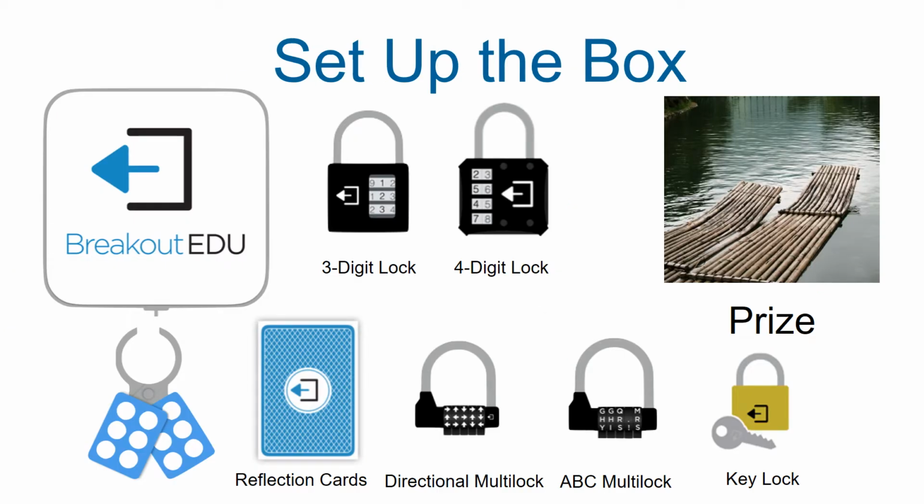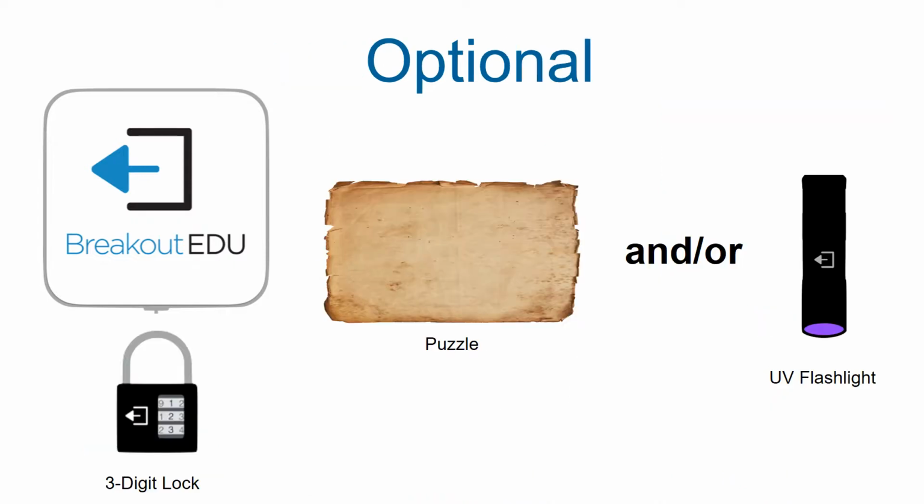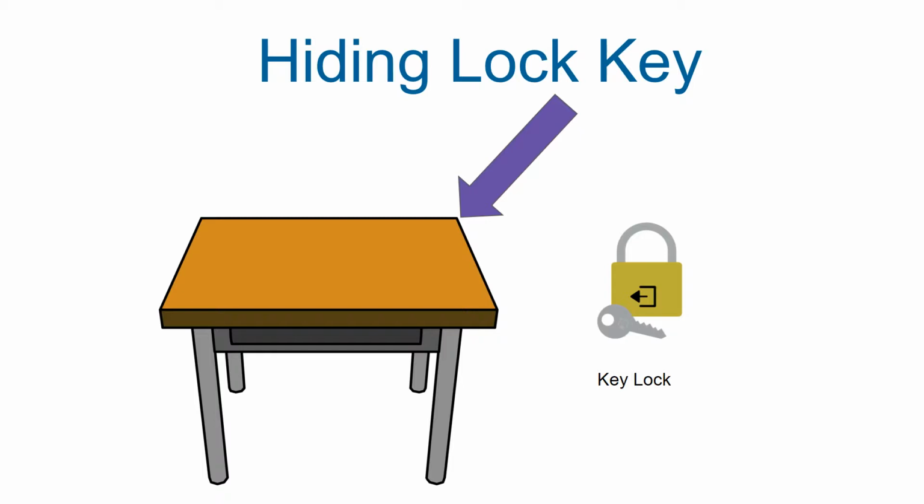To set up the box, place the reflection cards and the prize handout inside the big lock box. Lock the box with 3-digit, 4-digit locks, directional lock, letter lock, and the key lock. This is optional if you want to make the game a little more complicated. You can hide one of the puzzles except for the first puzzle and or the UV flashlight in the small lockbox and lock it with the 3-digit lock. Students will need to solve the first puzzle to open the 3-digit lock. Tape the key to the northeast or top right corner below the desk.